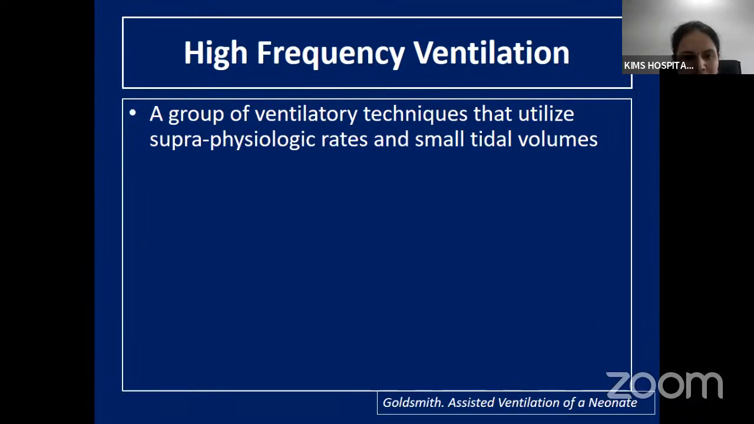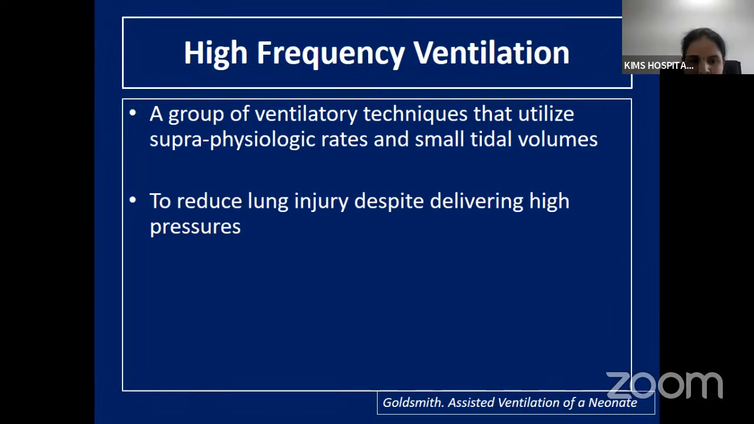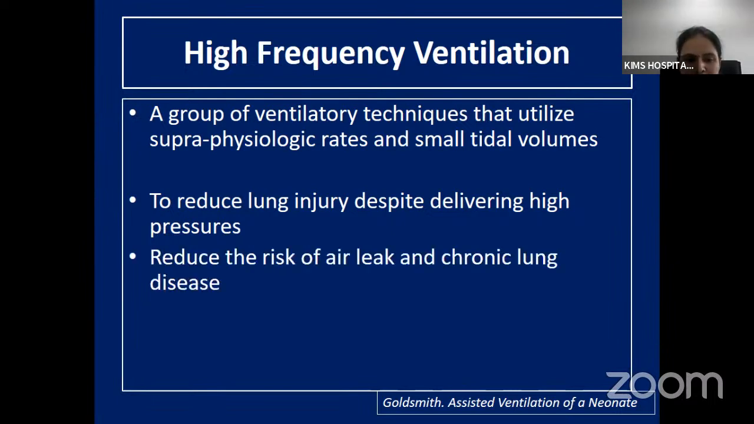So, as you all know, high-frequency ventilation refers to a group of ventilatory techniques that utilize supraphysiological rates of ventilation with the smallest of tidal volumes possible. This was initiated with the intent of reducing lung injury despite delivering high mean airway pressures. So, the idea of high-frequency ventilation is to be able to deliver a high mean airway pressure with the least possible chance of lung injury, and to reduce the risk of air leak and chronic lung disease, or to prevent the progression of existing air leak.